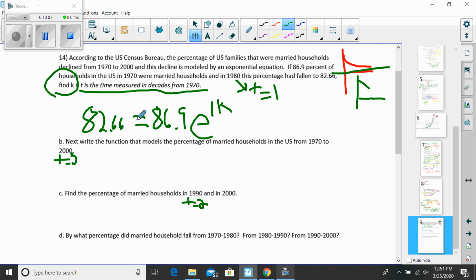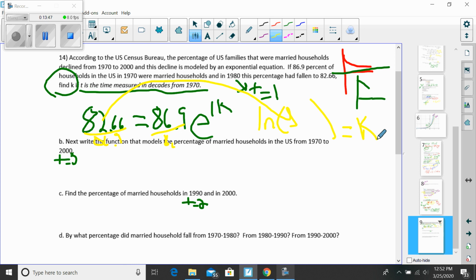Divide both sides by the 86.9. Right, so 86.9, divide that on both sides. Oh, wow, these curvy numbers are the hardest to write. All right, so I'll get this, right? Then I'm going to take the natural log of both sides. Right, so take the natural log of this guy, and then that'll just equal 1K. So that's my K.